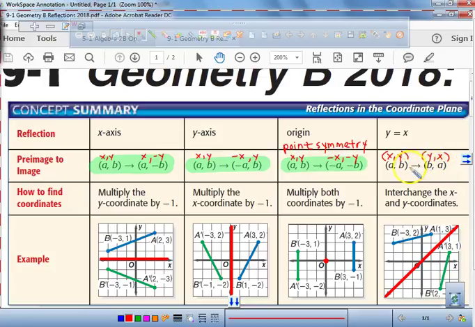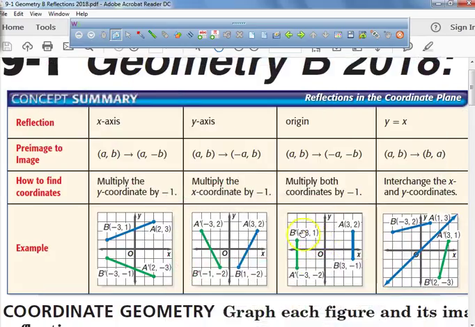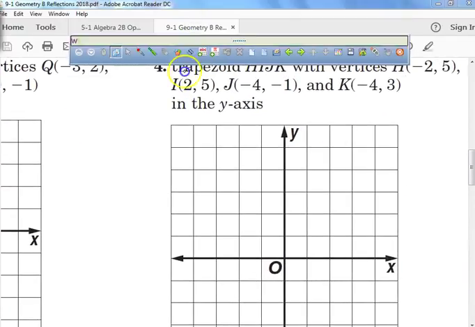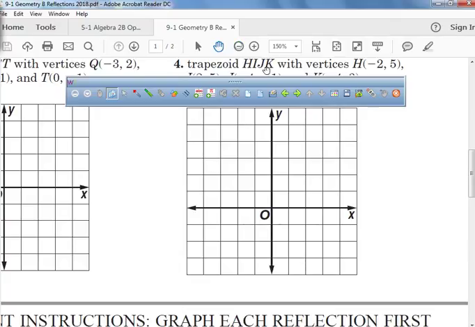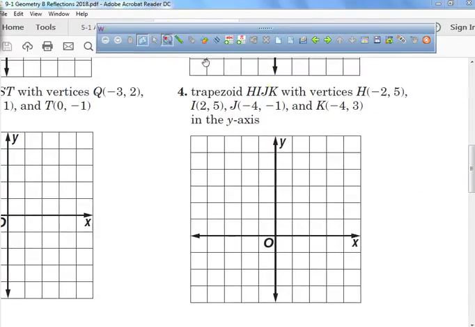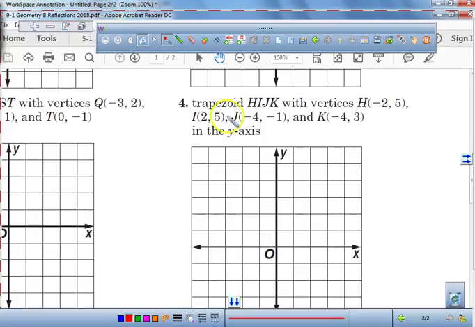Today we're going to do a few examples. We're going to apply these rules to the final problem, problem number 4. We're not going to do all of these, we're just going to do problem number 1. The first thing you look at is this trapezoid, and realize we're going across the what? The y-axis.